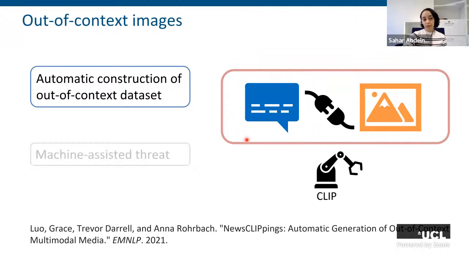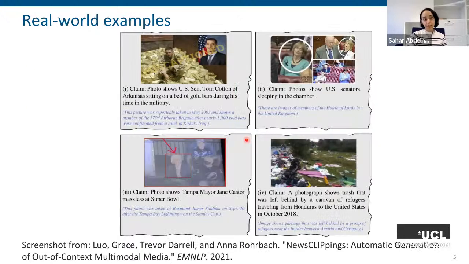However, it also has a bad part to it because it shows that adversaries can actually misuse these technologies and these models to make it so much easier for them to create out-of-context images at scale and automatically. So before I move on, I would like to show some examples here. This was from the original NewsCLIPpings paper, or the original benchmark. And in here, they show real-world examples of out-of-context images.